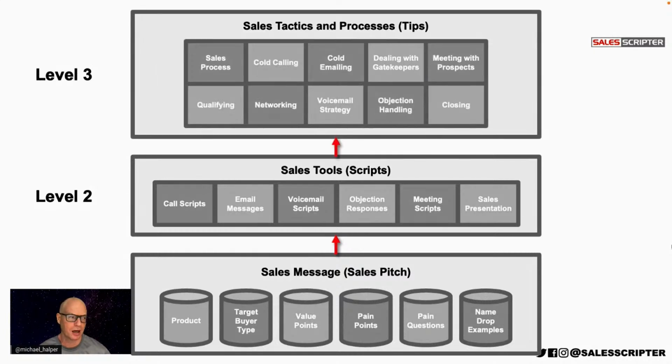And then once you have all those documents and tools in place, then you can progress to level three, which is execution. So once you have your call script, then you can more confidently go out there and do cold calling or objection handling, dealing with gatekeepers, cold emailing, and whatnot.